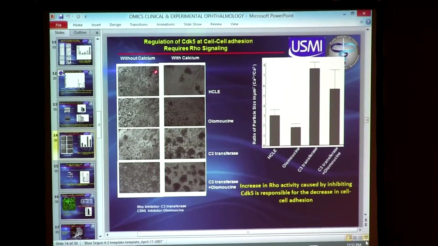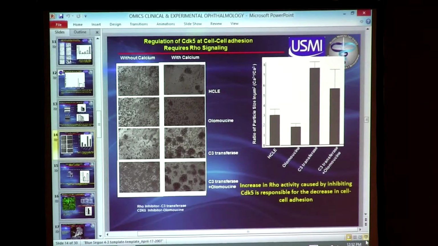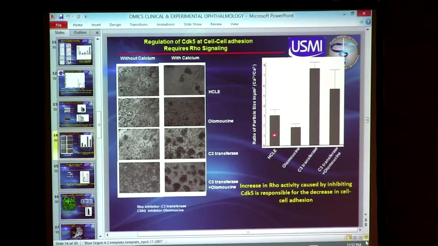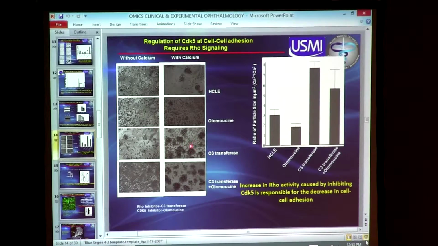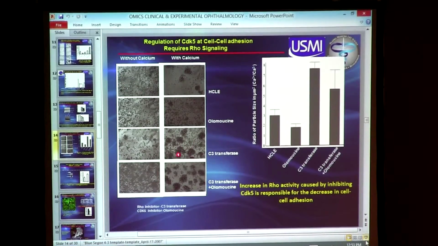In order to confirm that Rho activity was dependent on CDK5, we used a pharmacological inhibitor for Rho kinase. And as you see here, in the presence of C3 transferase, which is a Rho inhibitor, the clusters or the junction formation increased. But when there are two inhibitors, both C3 transferase and olomoucine, as you see in the last panel, the size of the clusters reduces.